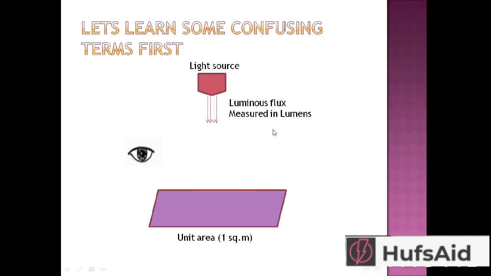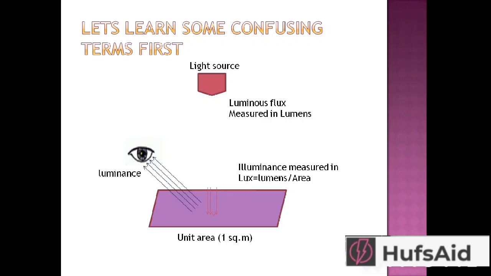And when the lumens of light strike a unit area, this is illuminance, measured in lux, which is actually lumens per unit area. The last terminology is luminance, and luminance is the light that is reflected back to our eyes from all the surfaces that it strikes.